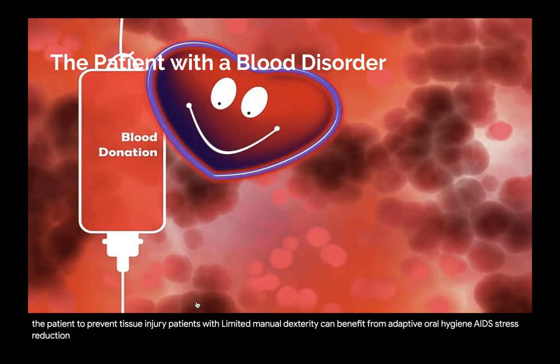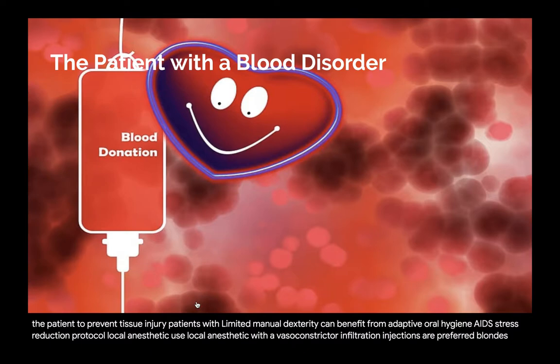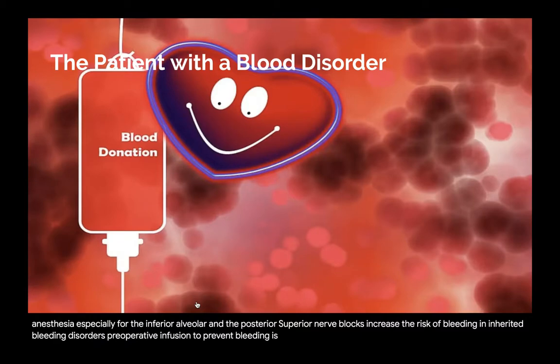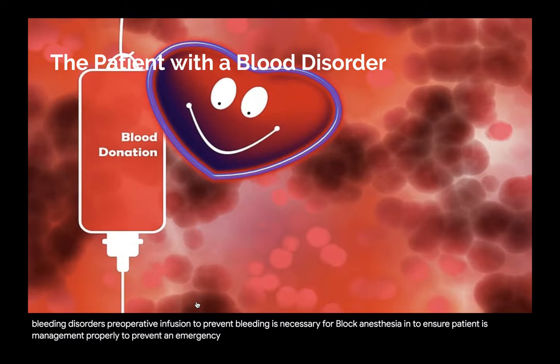Stress reduction protocol. Local anesthetic: use local anesthetic with a vasoconstrictor. Infiltration injections are preferred. Block anesthesia, especially for the inferior alveolar and the posterior superior alveolar nerve blocks, increases the risk of bleeding. In inherited bleeding disorders, preoperative infusion to prevent bleeding is necessary for block anesthesia. NSPT requires a consult with a medical provider to ensure the patient is managed properly to prevent an emergency. Post-operatively, monitor to ensure bleeding has stopped.